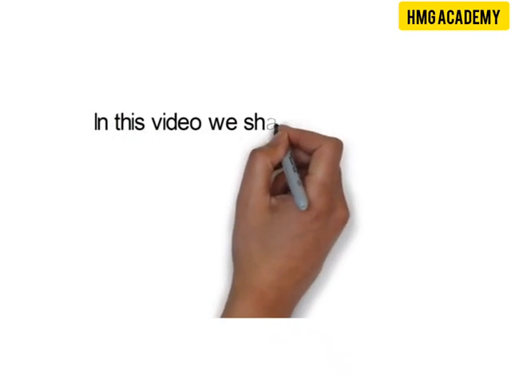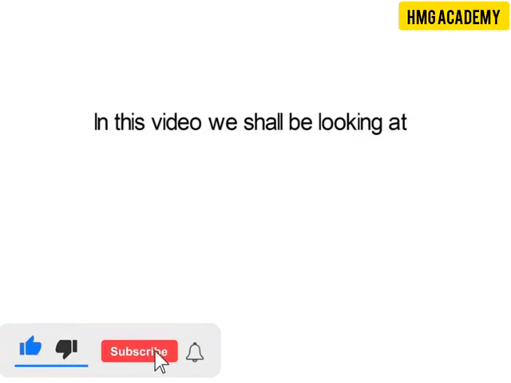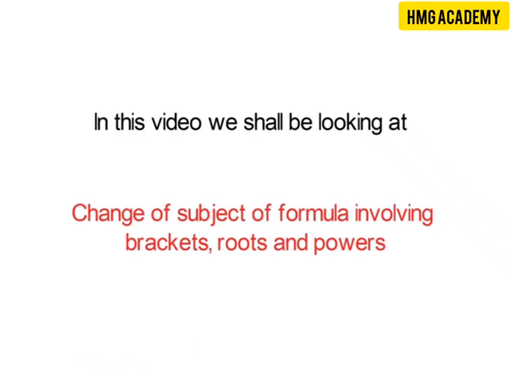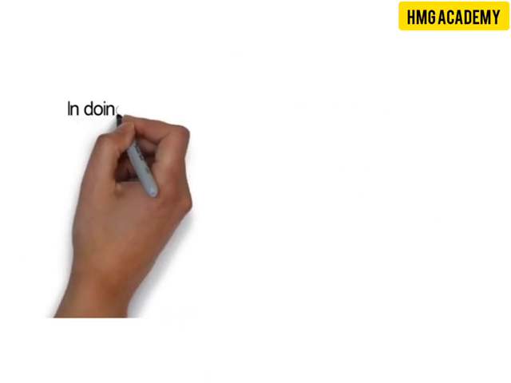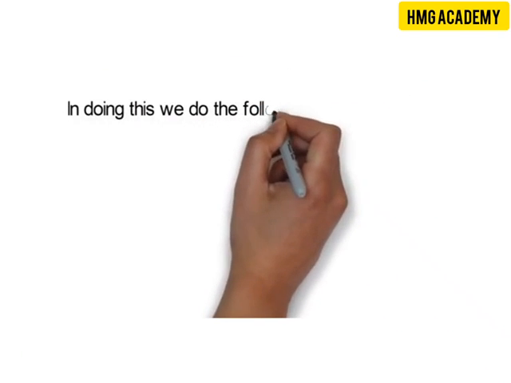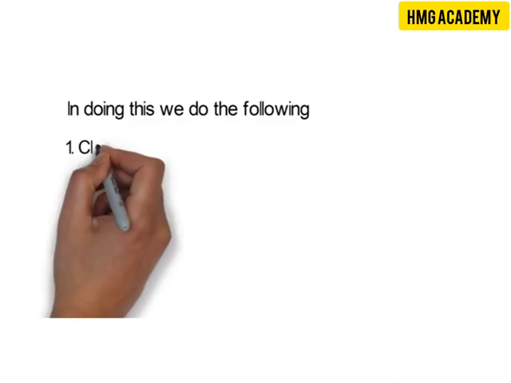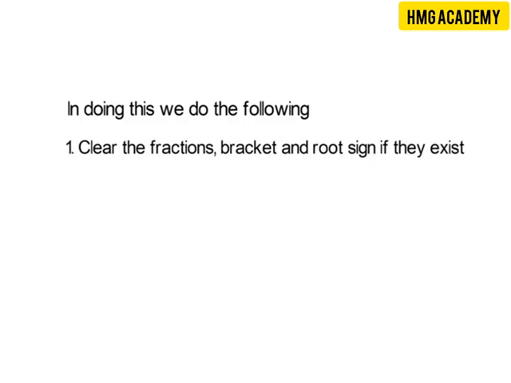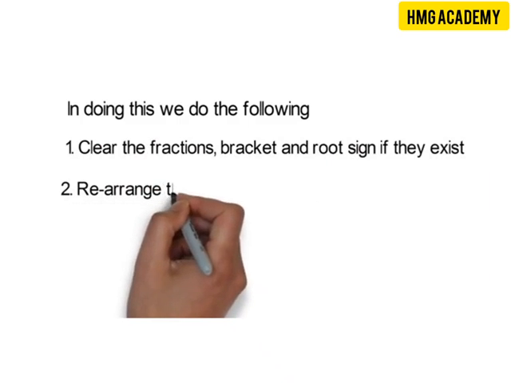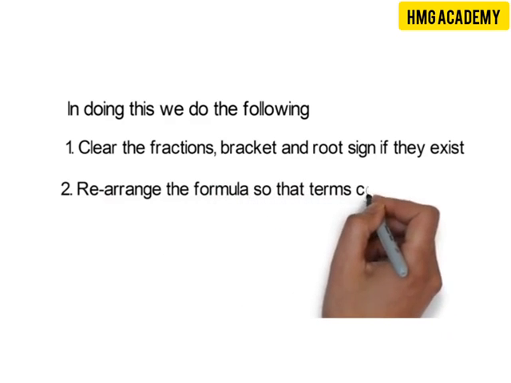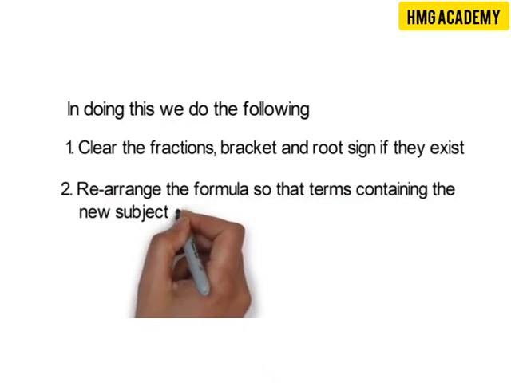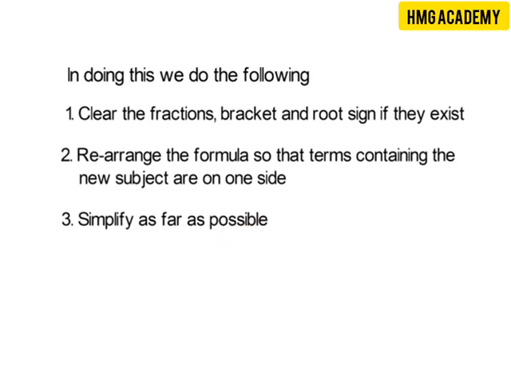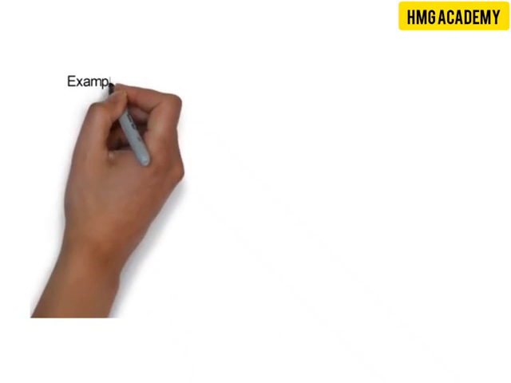In this video, we shall be looking at change of subject of formula involving brackets, roots, and powers. In doing this, we do the following. 1. Clear the fractions, brackets, and root sign if they exist. 2. Rearrange the formula so that terms containing the new subject are on one side. Then 3. We simplify as far as possible. So let's look at a few examples.